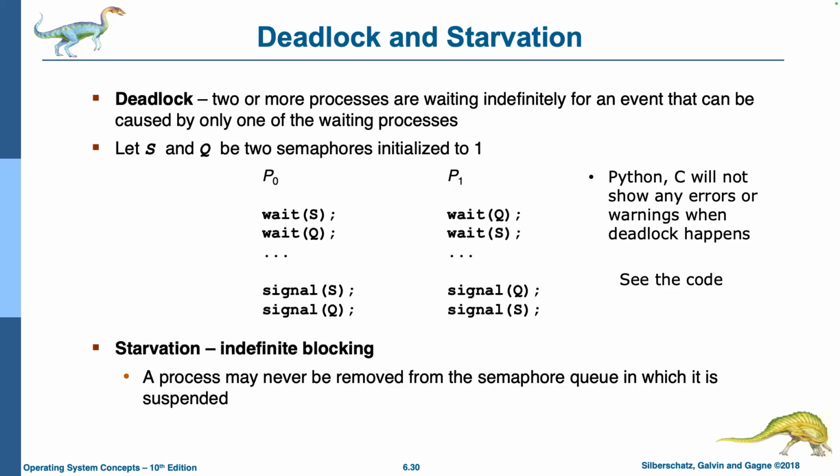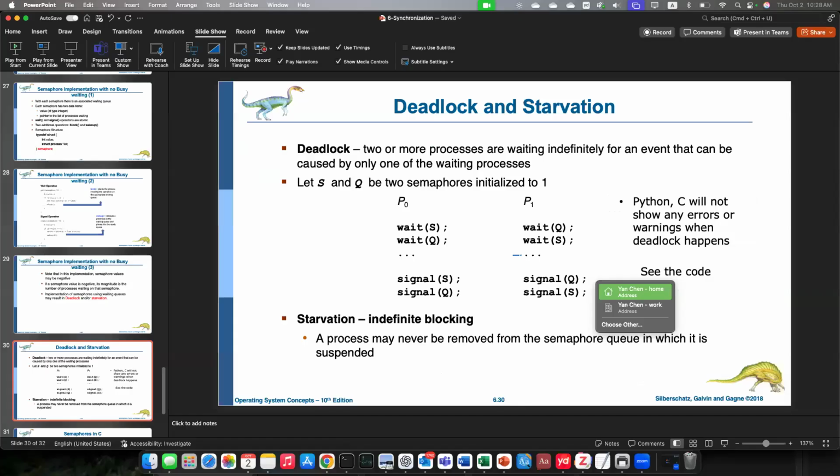And starvation means a process may never be removed from the semaphore queue in which it is suspended. It's always in the waiting queue and has no chance to be examined. That means starvation. Okay, let's see a code.